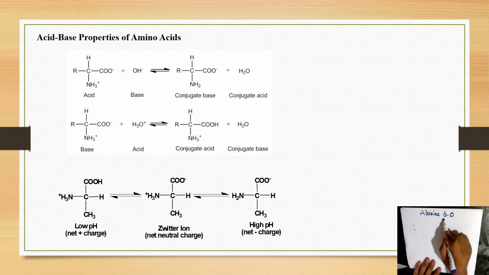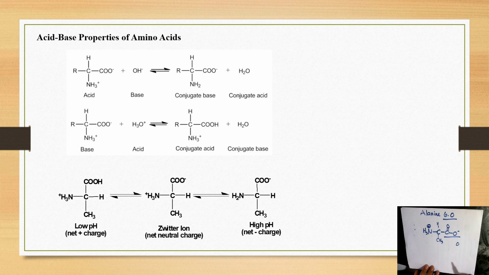At pH 6.0, alanine exists in the form of a zwitterion. The carboxyl group is negatively charged and the amino group is positively charged. So this is the zwitterion form. The net charge is 0. Now the question is, what happens when the pH changes?